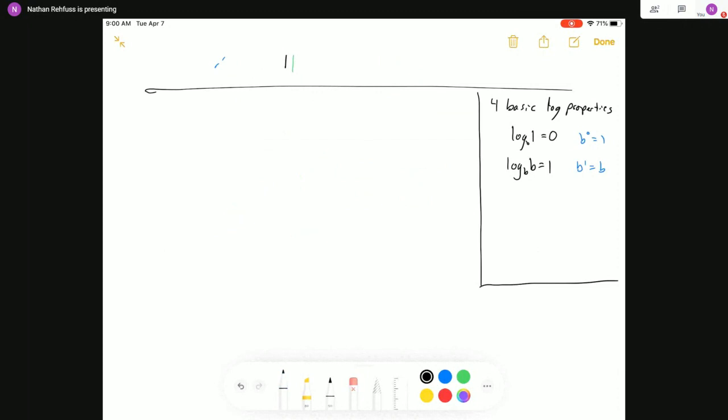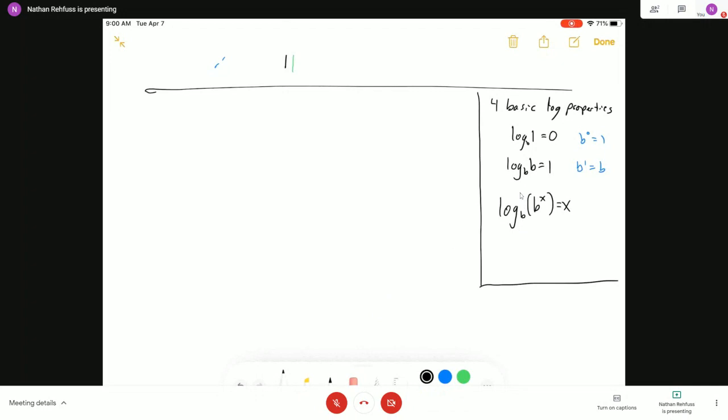If I take b to the x and I plug it into log base b, so if I take log base b of b to the x, this is going to be x. And the reason for that is I'm saying, what power do I have to take b up to get b to the x? The answer is, if I take b to the x power, I have b to the x.